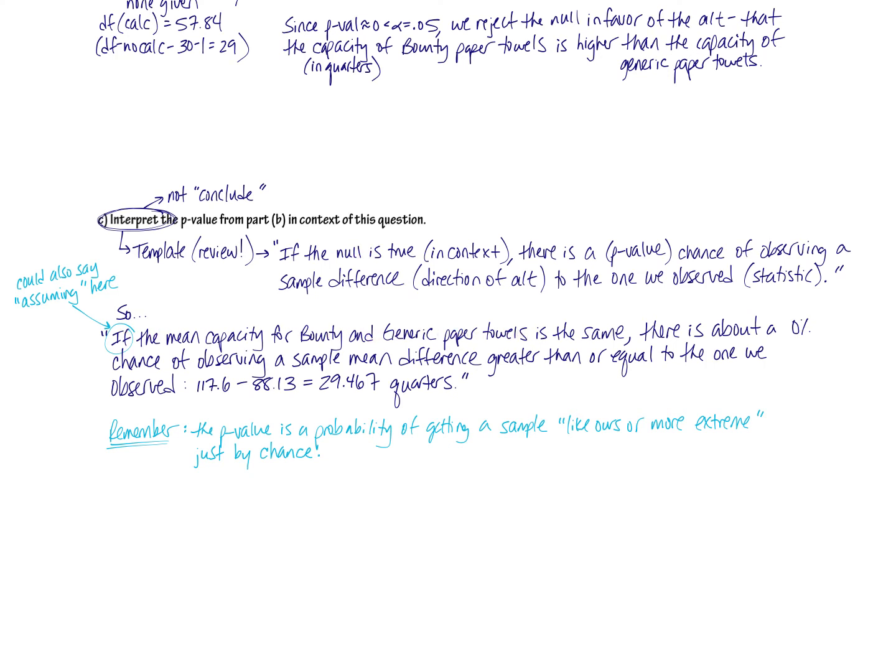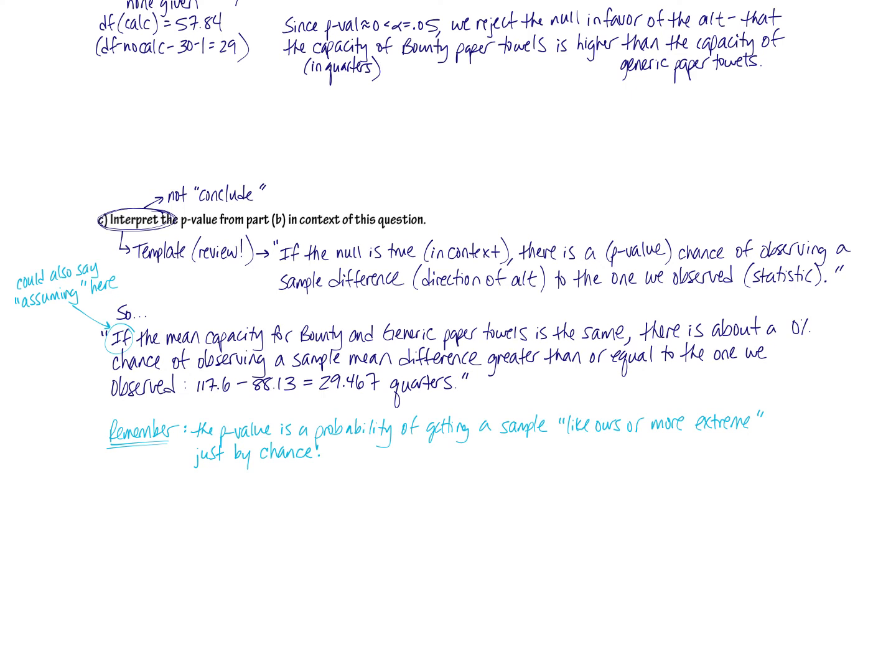Assuming the two are the same, there is about a 0%, that's your p-value, whatever the p-value is, that's your percent chance of observing a sample mean difference. So remember, we took two different sample means and subtracted them. So that's observing a sample mean difference greater than or equal to the one we observed. So this was our sample mean difference. And so if we had our t distribution, we drew our line at 29.467 and shaded to the right. That's the shaded area, the probability of getting a sample mean difference of 29.467 or greater.